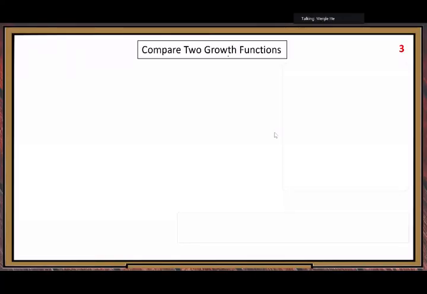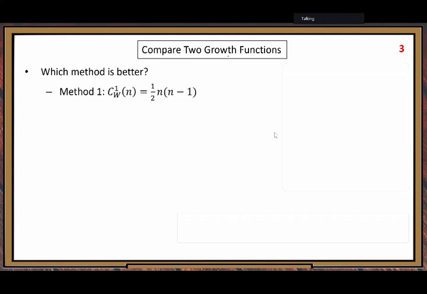So let's go back to our element uniqueness problem. In that one, we have two methods, right? Method 1 and method 2. We haven't compared which one is better. All right, so let's do it. So now we are ready to do the comparison. The first method, the worst case efficiency function first. The second method, efficiency function. So now let's do the comparison.